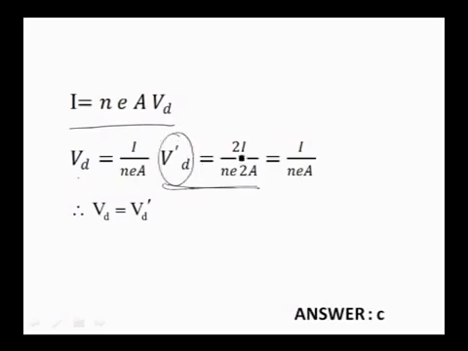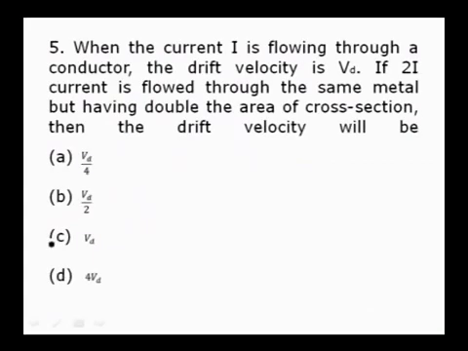Vd dash is equal to, the current is double, 2I, and the area is double, 2A. These two cancel, and the remaining is I divided by nAe. Before that, the drift velocity is I divided by nAe, and after the expansion and increasing the value of the current, it is again I divided by nAe. Therefore, Vd and Vd dash are the same, so Vd is equal to Vd dash. The correct option is C, therefore, no change in the drift velocity. This is the correct option.